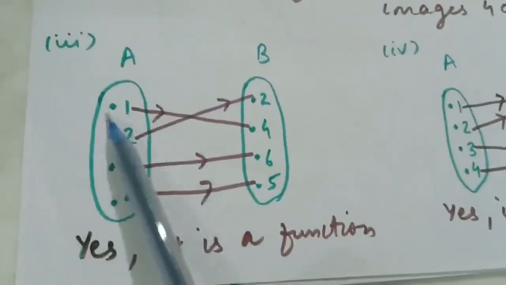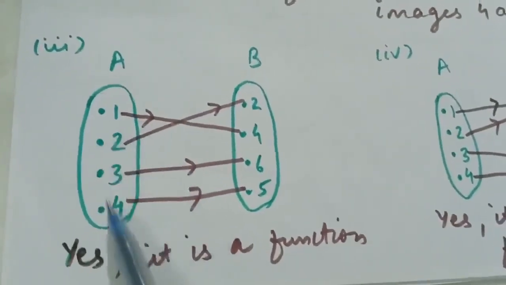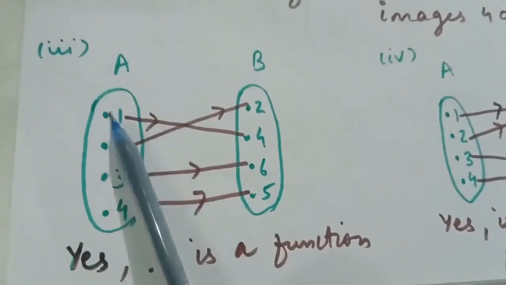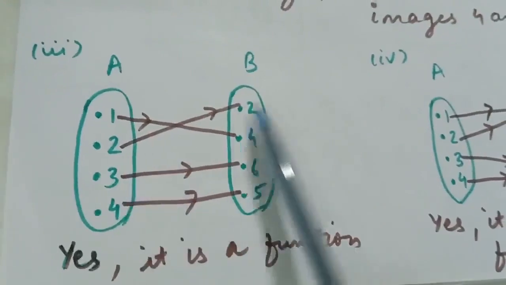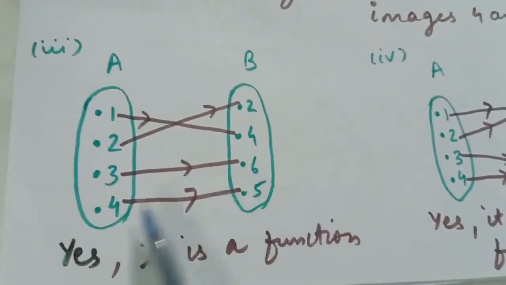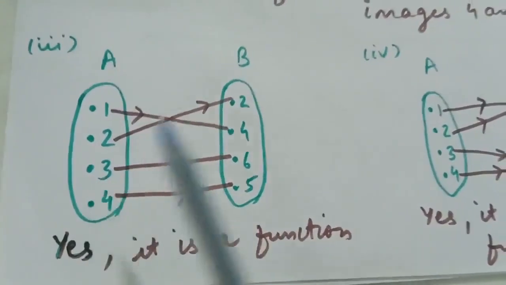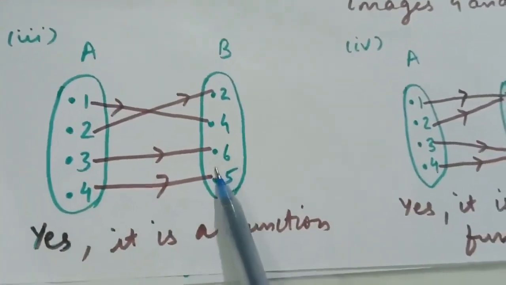Next is 1, 2, 3, 4. All the elements have an image in B. Also they have a unique image. 1 is mapped with 4, 2 with 2, 3 with 6, 4 with 5. So yes, it is a function because every element of A has a unique image in set B.